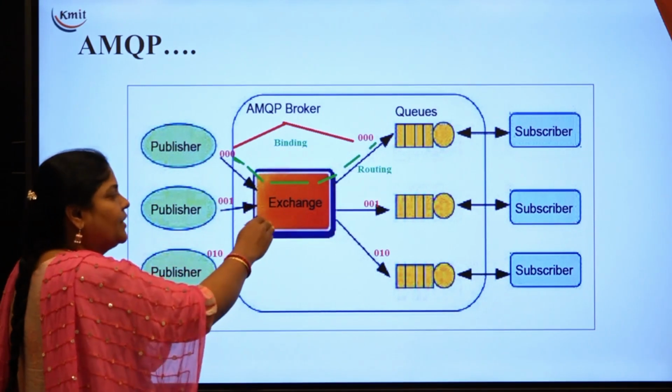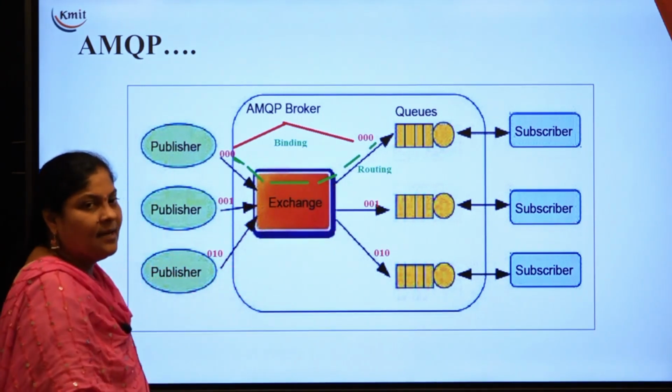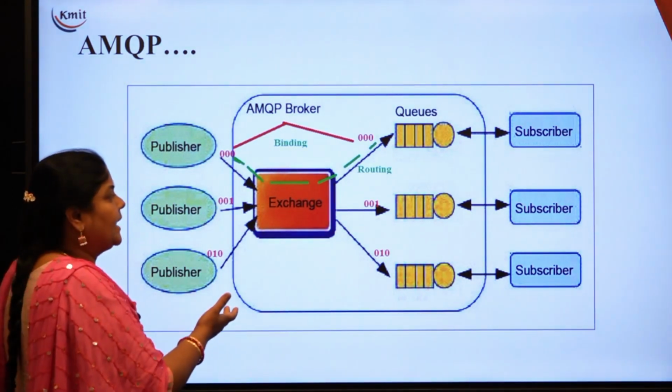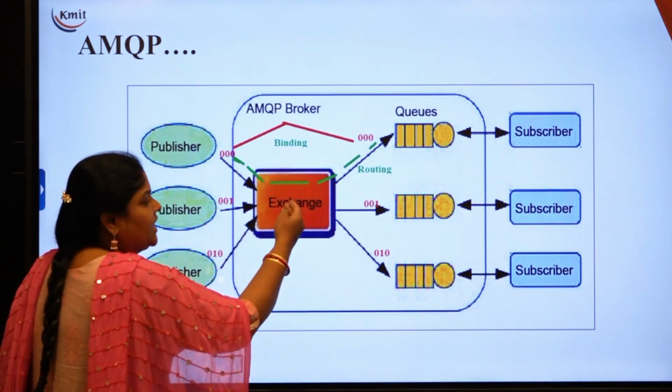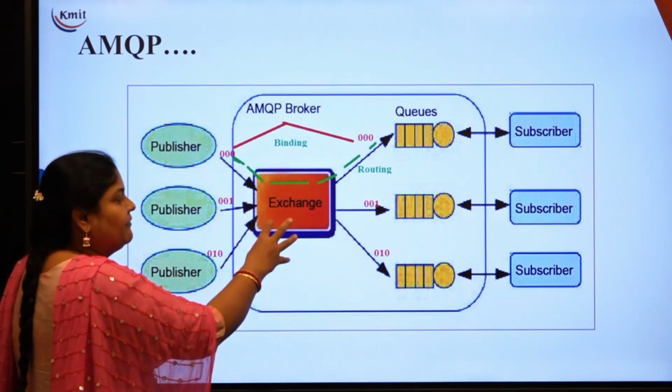That's why whatever data you are getting from the publisher, it will send to all the queues. That is called fan out. You also have the header type. The header type will check the type of the header data, and if it is matching, it will send to that particular queue only. So this is the way it will decide.